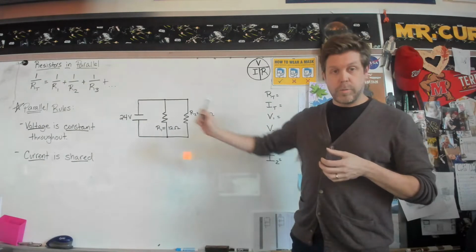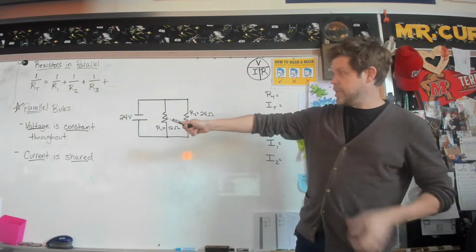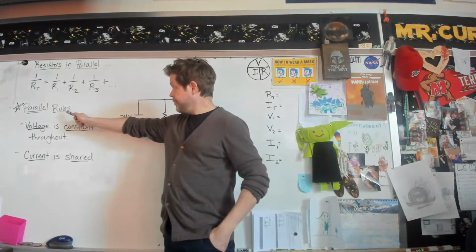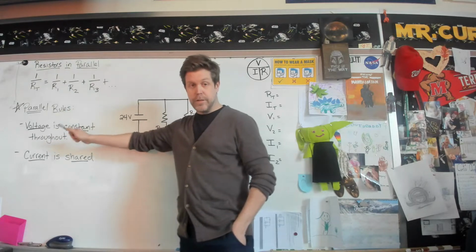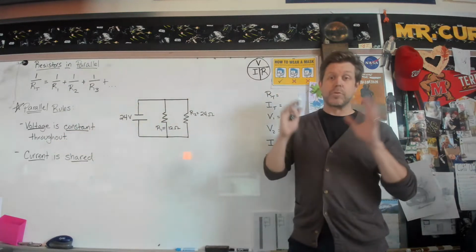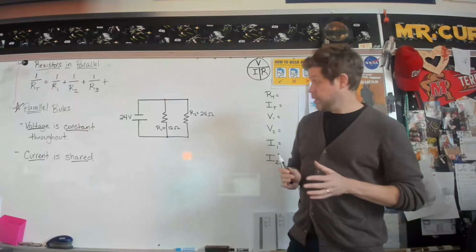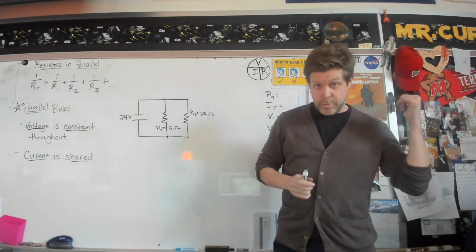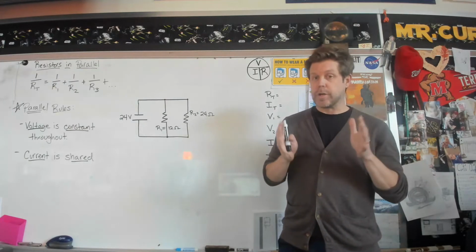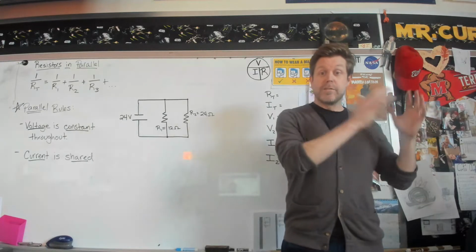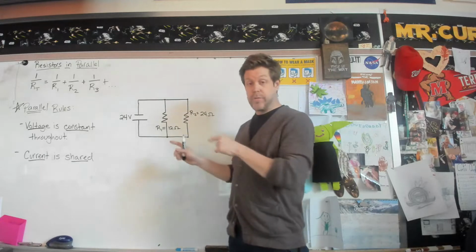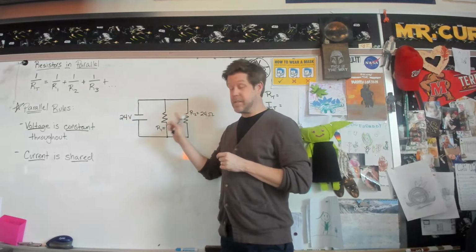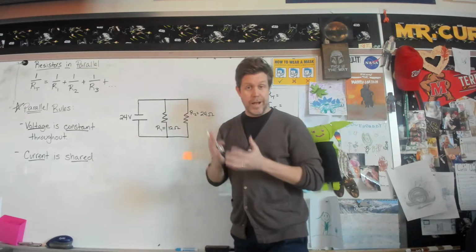But first and foremost, let's have a look at the rules over here. So for parallel, voltage behaves this way. In a parallel circuit, the voltage is going to be constant throughout the entire circuit. All right. Now, this was true back when we did series. This was true for current. It was current that would be the same throughout the circuit. But in parallel, it's not. It's voltage. So if I know the voltage somewhere in this circuit, then I know the voltage everywhere.